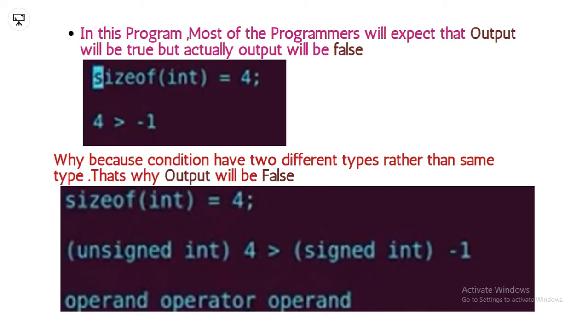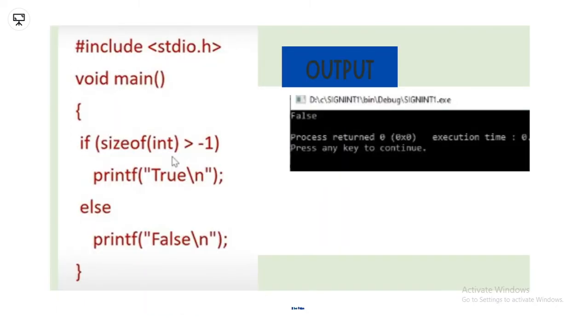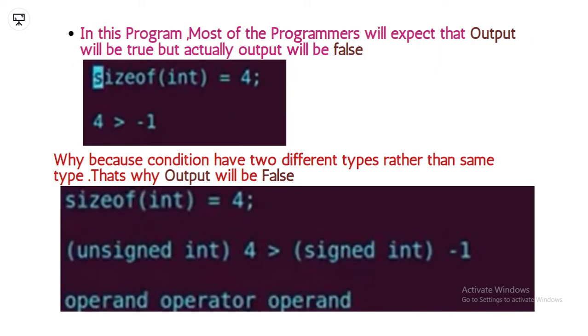Why? Because in the if condition, size of int is one type, -1 is another type. So that's why the compiler will give false value. If you observe this slide clearly, you may understand very easily. Unsigned int 4, signed int -1. In this if condition, if two operands are different types, definitely the condition fails, it becomes false output. That's the explanation about that previous program.